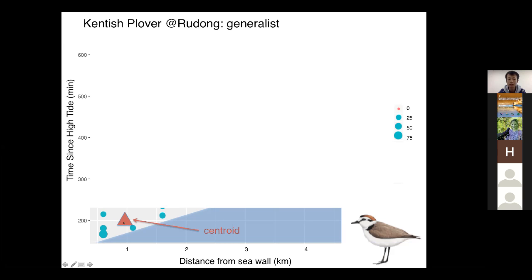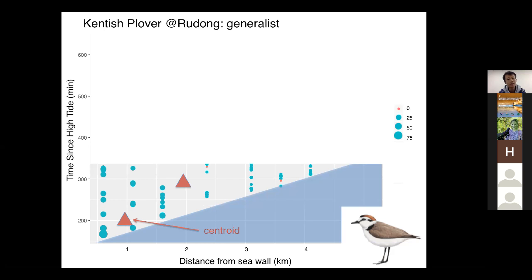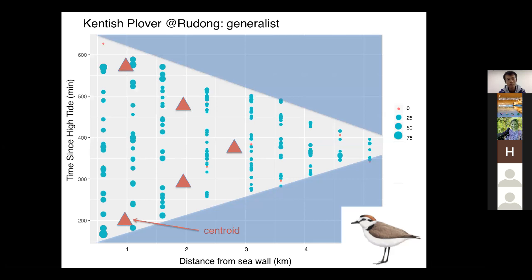The centroid of these birds will also be very close to the seawall, or close to the high tide line. Then when the tide recedes further, the centroid will also move further from the seawall. During low tide, when all the mudflat is exposed, the centroid will be at the middle of the mudflat for the generalist, because they're evenly spread across the entire tidal flat. Then when the tide starts to come in, the position of the centroid mostly mirrors what happened during the receding tide, getting closer and closer to the seawall.